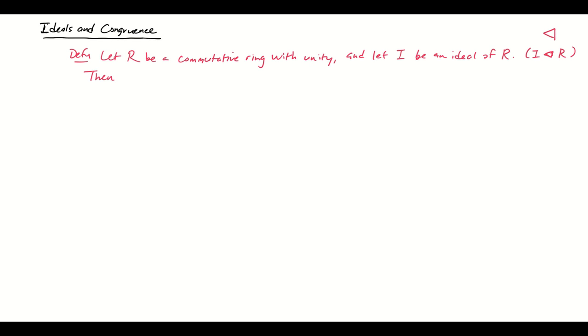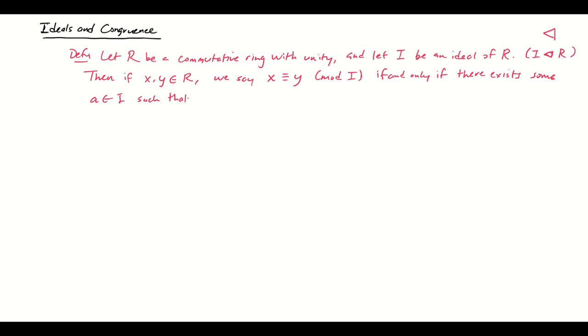Then, if x and y both belong to R, we say x is congruent to y mod I. Not mod an integer, but mod I, an ideal, if and only if there exists some, let's call it A, some A belonging to I, such that x plus A equals y.